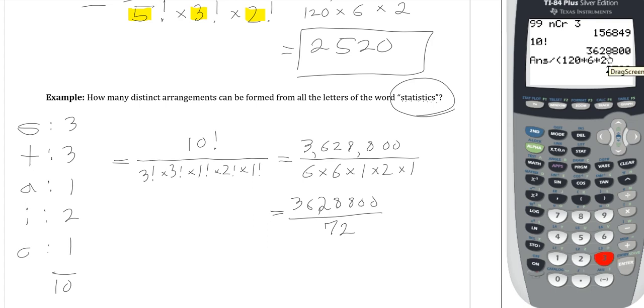So we have 3,628,800 divided by 72. That gives us a final answer of 50,400.